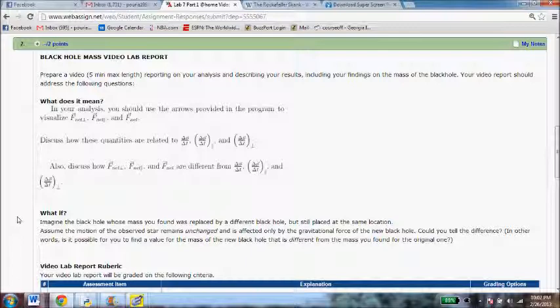So the what if question asks, if the black hole was switched with another black hole, assuming everything else remains the same, including the motion of the star, and gravity is still the only force acting on the system, could the black hole possibly have a different mass? The answer is no. If the black hole had a different mass, the force would change. The mass of the black hole is included in the formula for the force, and if the force changes, then the acceleration that the star undergoes changes, and that would make the motion of the star change.